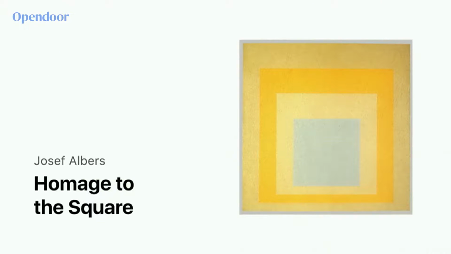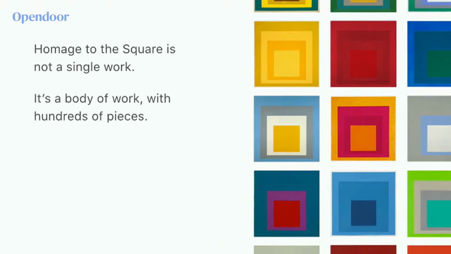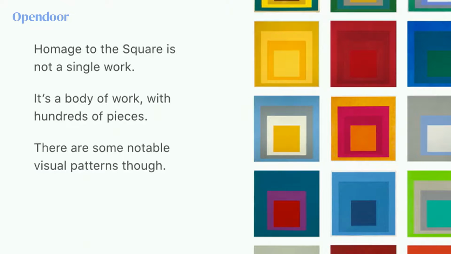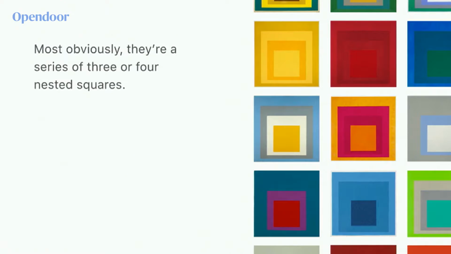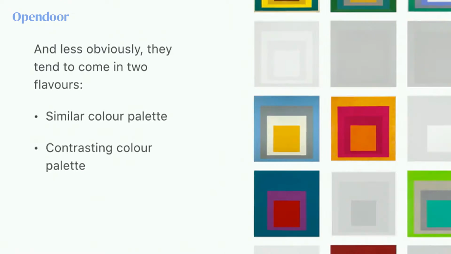The first thing I like to reproduce is Josef's most famous work called Homage to the Square. So Homage to the Square isn't actually just one painting or a thing. It's actually a body of work with hundreds of pieces produced over many, many years. So there are some notable visual patterns to these. Most obviously, they're a series of 3 or 4 squares nested within one another. And less obviously, they tend to come in 2 flavors. You'll see some here that are mostly in the same color palette, so blues and greens and yellows and reds. And you'll see some that are more of a contrasting color palette, so greens and reds, blues and yellows, and so on.